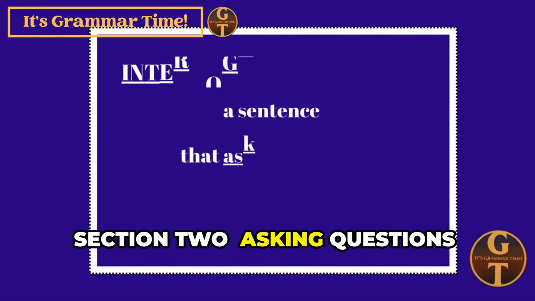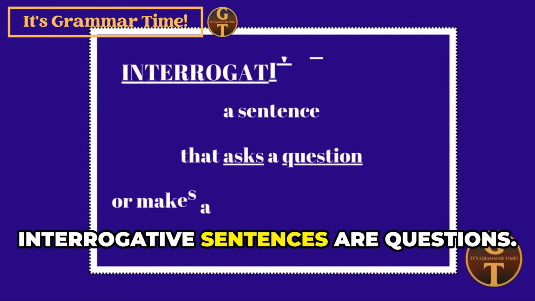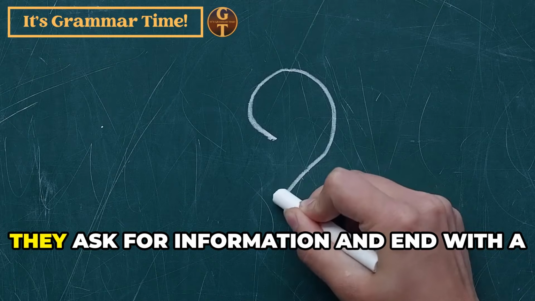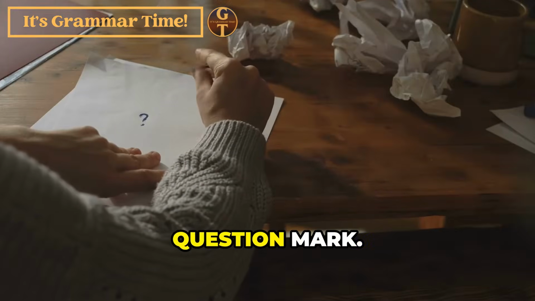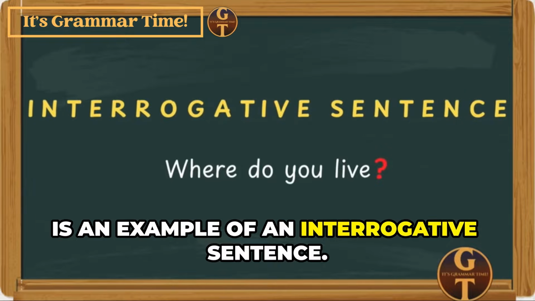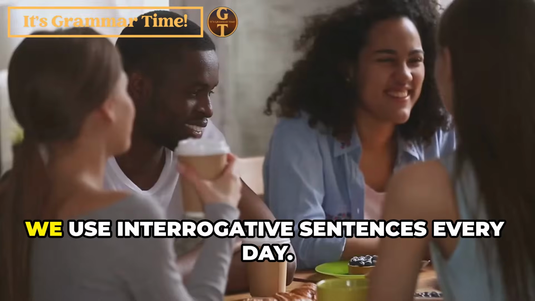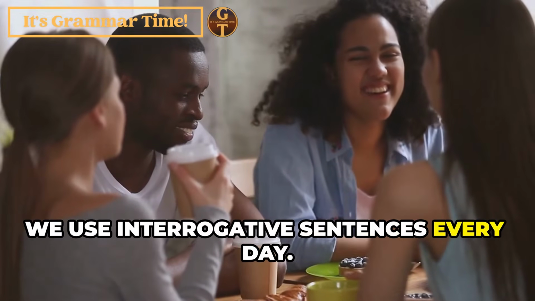Section 2. Asking questions, interrogative sentences. Interrogative sentences are questions. They ask for information and end with a question mark. "Where do you live?" is an example of an interrogative sentence. "How old are you?" is another example. We use interrogative sentences every day.